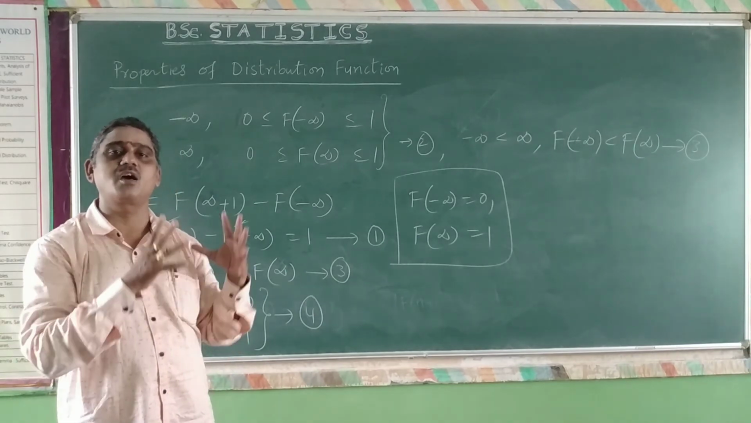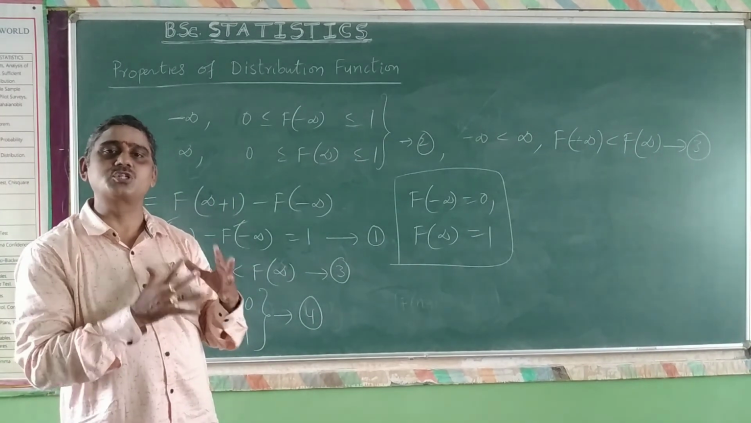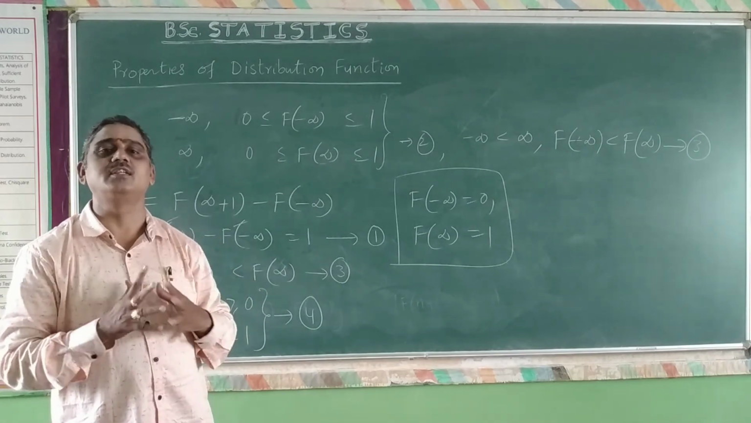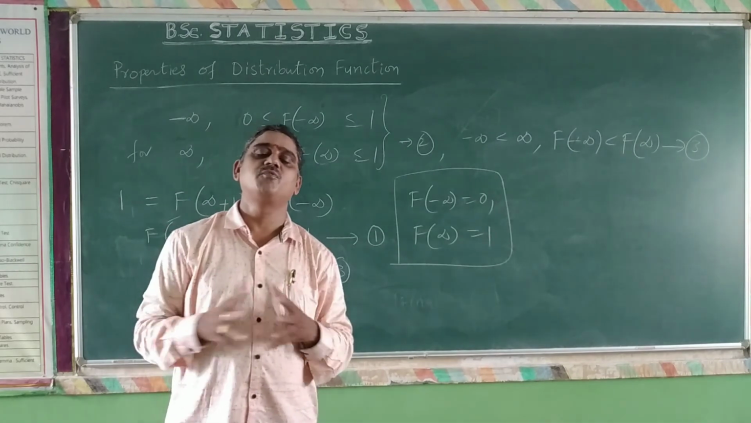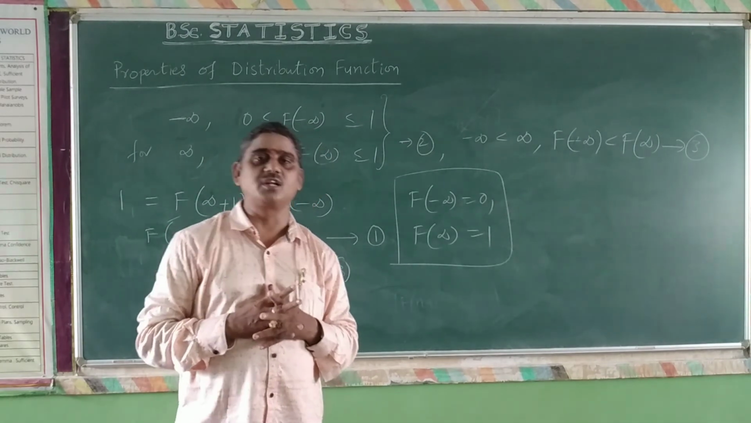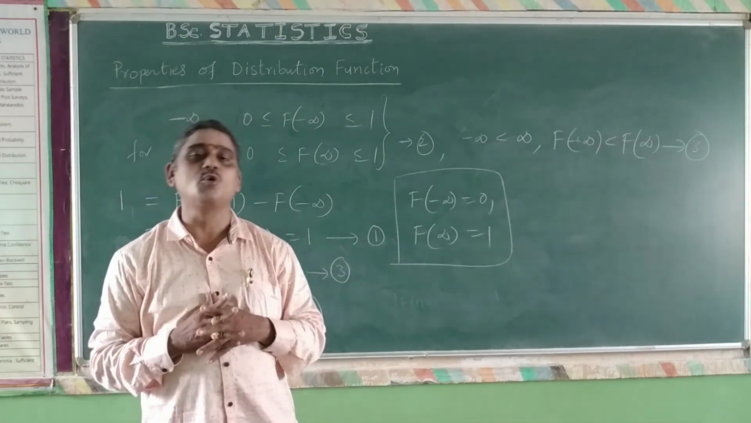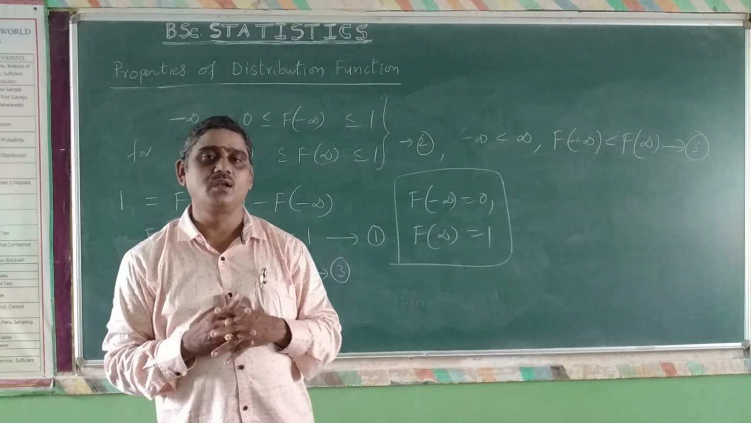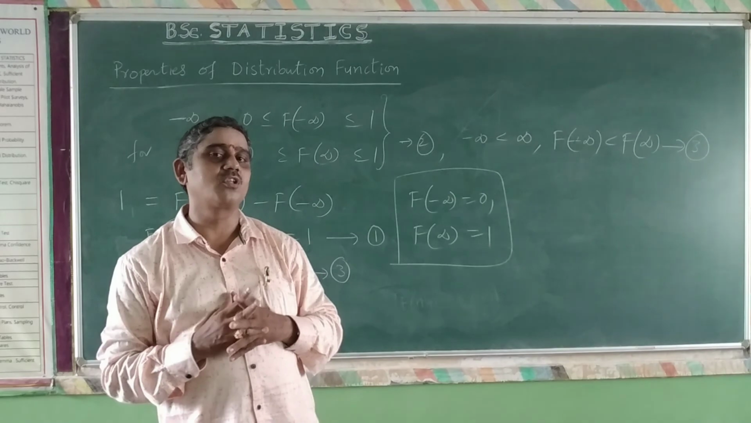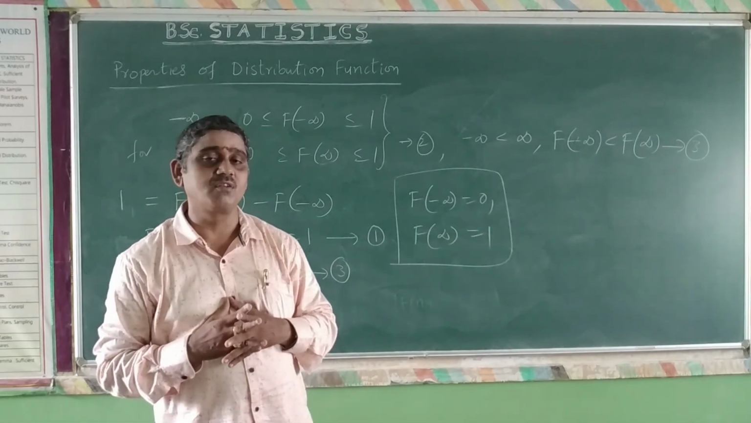The proof of these properties I also explained in this class. In total there are 7 properties for the distribution function, which we have discussed in 2 parts. So this is the end of part 2. Hope you understand these properties of the distribution function. Thank you.